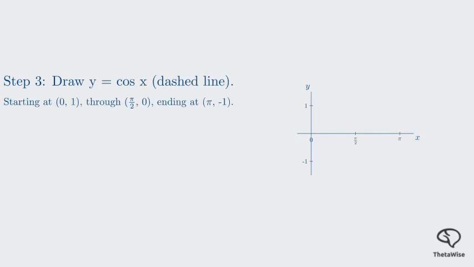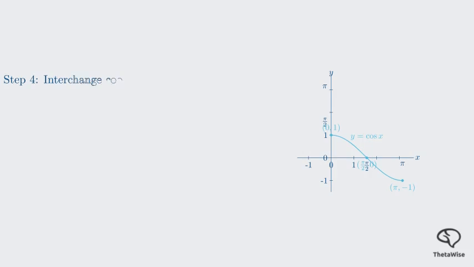Step 3. Draw a rough sketch of y equals cos x. For the domain 0 to pi, the cosine function starts at its maximum value of 1, passes through 0 at pi over 2, and ends at its minimum value of negative 1 at pi. We'll sketch this with a dashed line. We must only draw the portion of the cosine graph between these two x values to ensure its inverse will be a function.